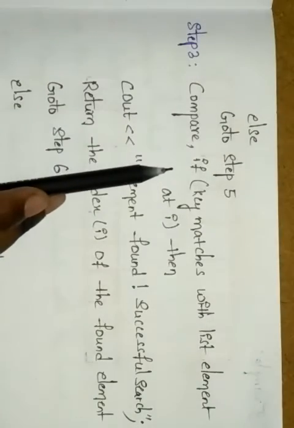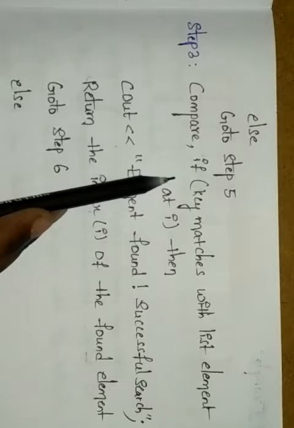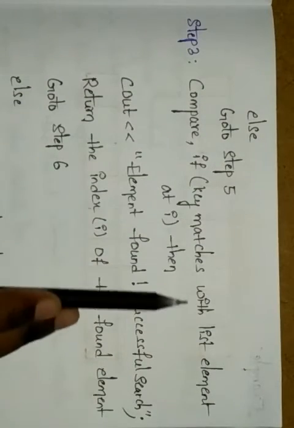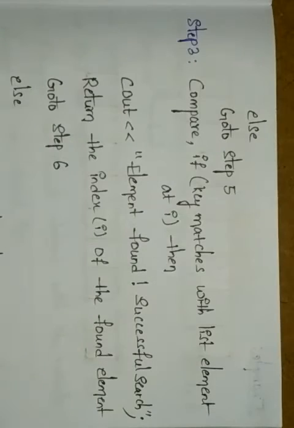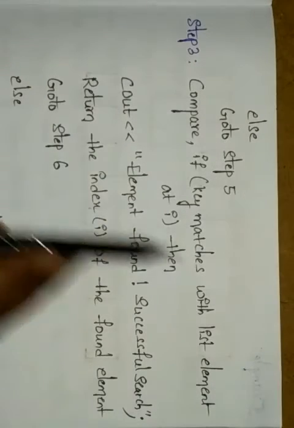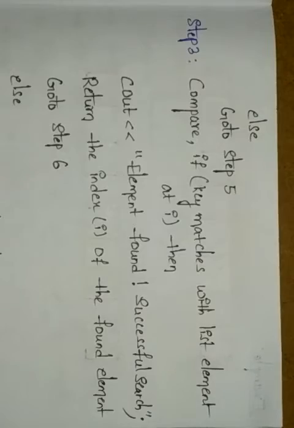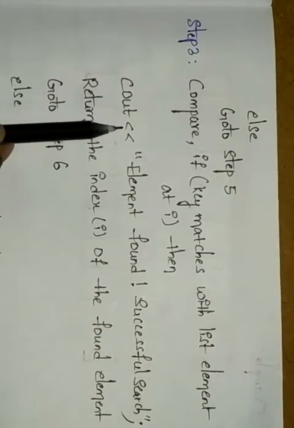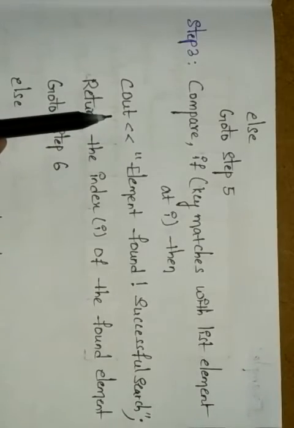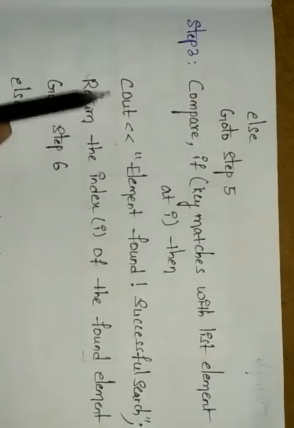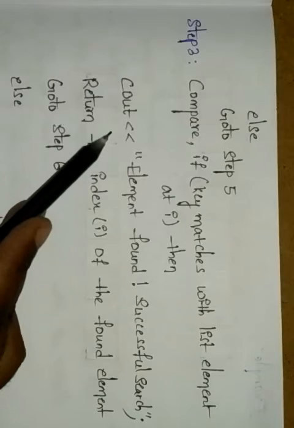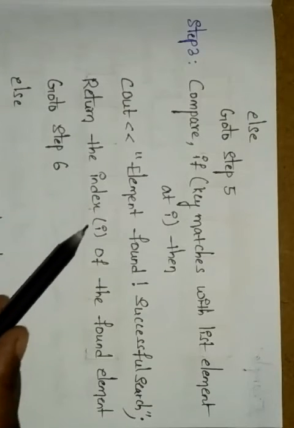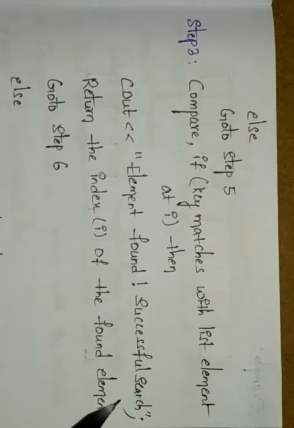And if i less than n is true, we need to compare whether the key matches with the list element at i or not. If those are matched, in the program, cout is the output for us in C++. It shows our output as element found, successful search.